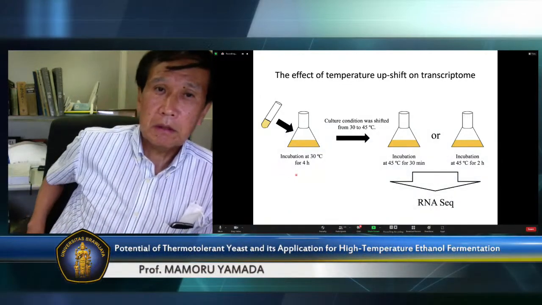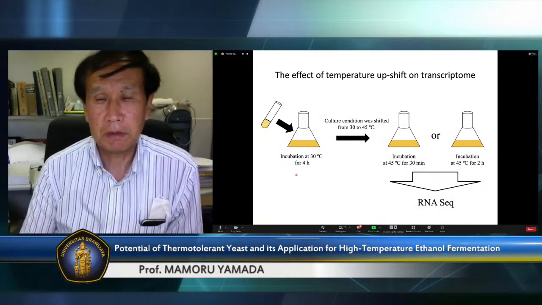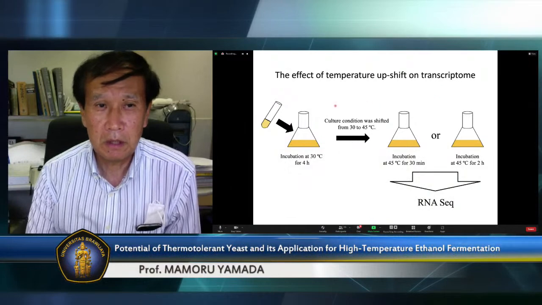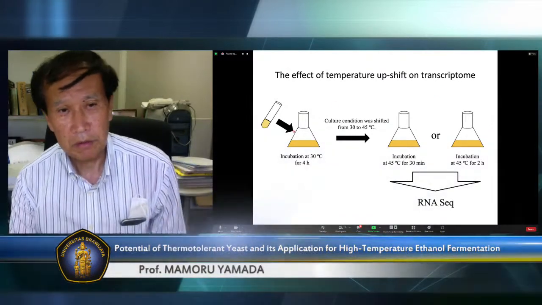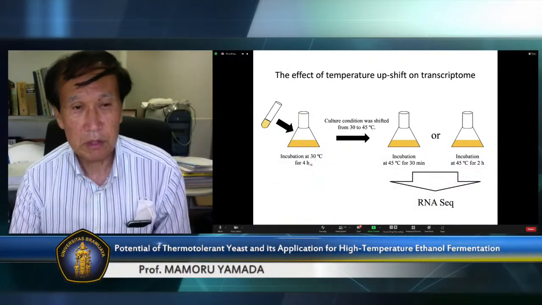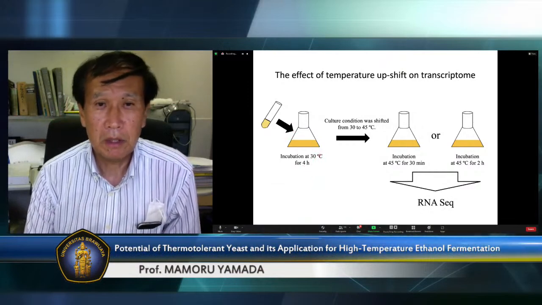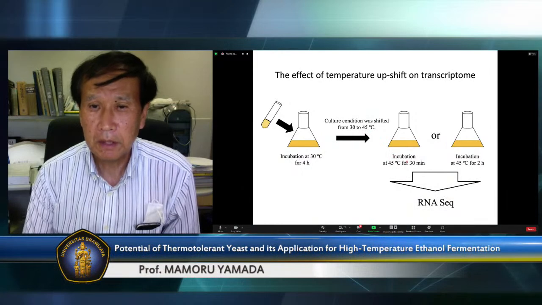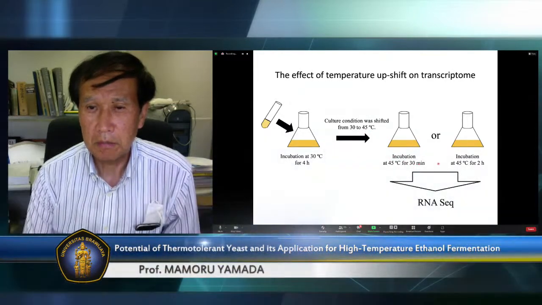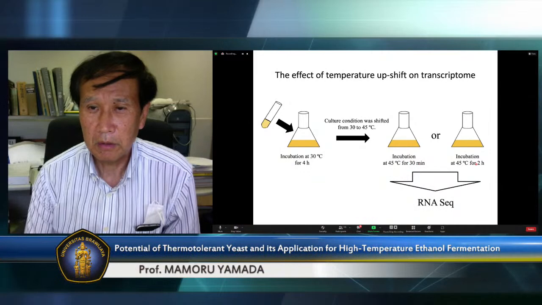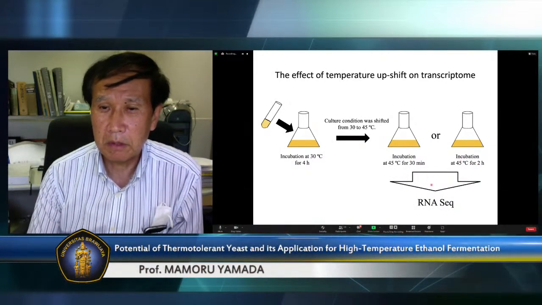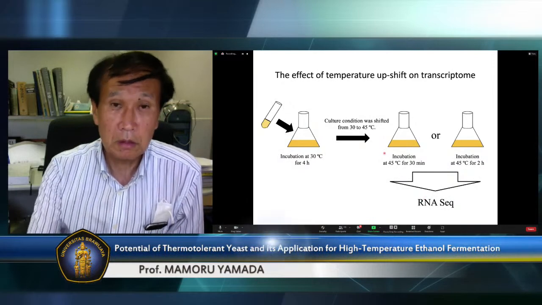To understand the further metabolic change, we tried the transcriptome analysis. We incubated cells at 30 degrees Celsius for 4 hours and then shifted up to 45 and further incubated 30 minutes or 2 hours, then isolated RNA and subjected it to RNA-seq.